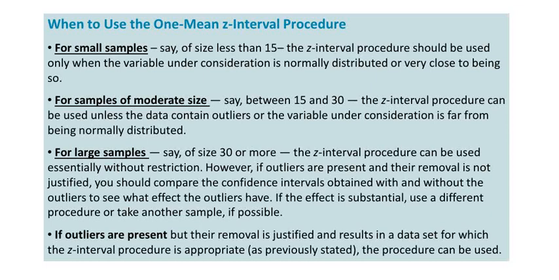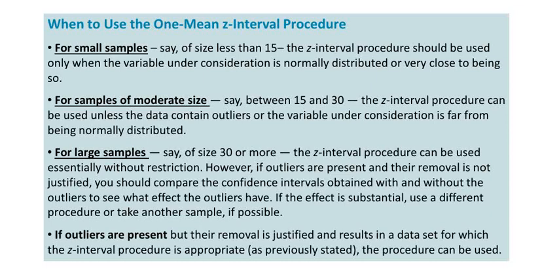Well, we would also not use this z if the variable under consideration is far from being normally distributed, if it's some other kind of distribution. 15 to 30 is too small, but for large samples of size 30 or more, typically the z procedure can be used without restriction. However, if outliers are present and removal is not justified, you should compare the confidence interval to intervals obtained with and without those outliers to see what effect they have. If the effect is substantial, use a different procedure or take another sample if possible.